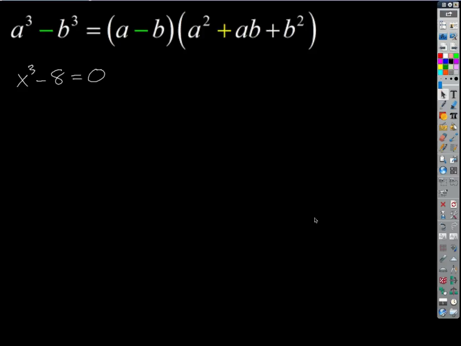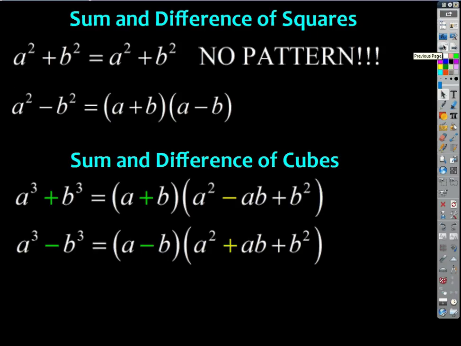Okay, so now here's how we got it. I know this is a lot of stuff today, but just stay with me on this. If we want to try to factor something like this, notice that all of the factoring patterns are sums or differences of 2 terms, right? And there's only 3 of them.